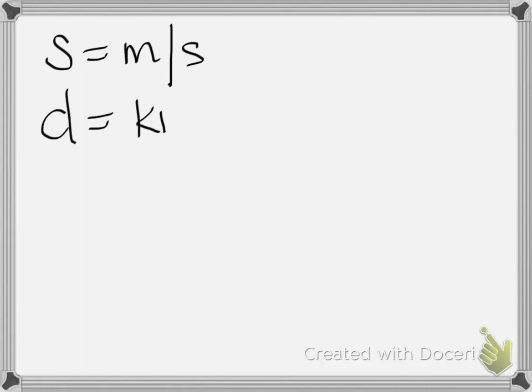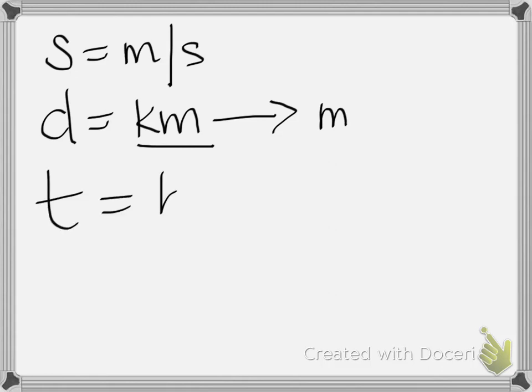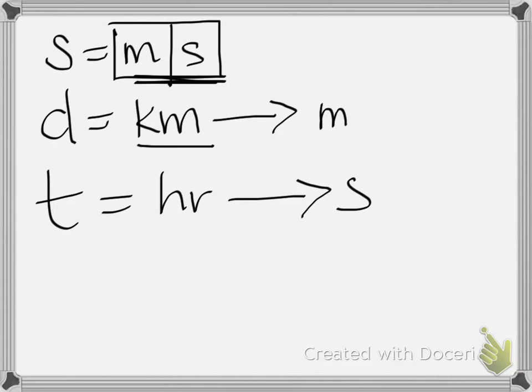Right, so remember that it depends on the units that you are looking for in your answer. So for example, if I'm looking for speed in meters per second, but I have my distance in kilometers, then I need to convert this to meters. If I have my time in hours, I have to convert this to seconds because I want my answer in this form here. I want this to be my units, right?